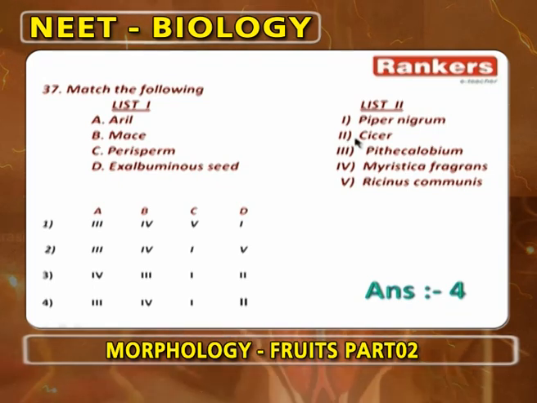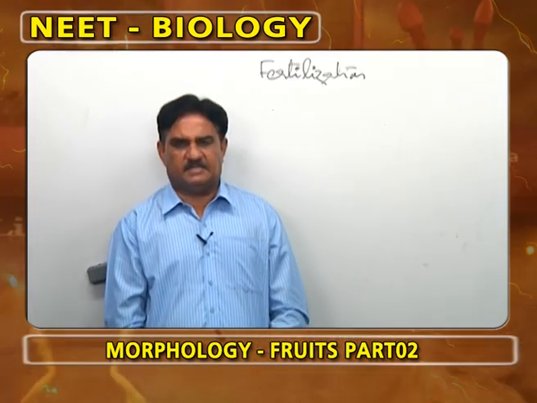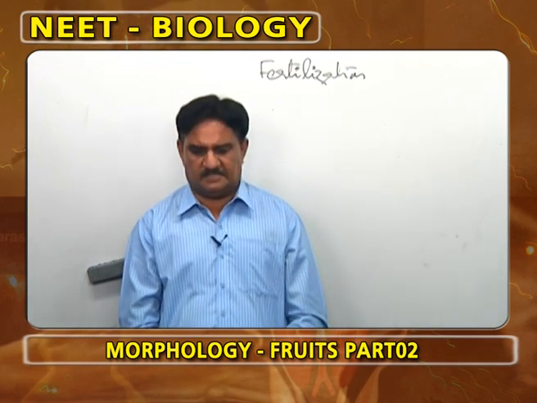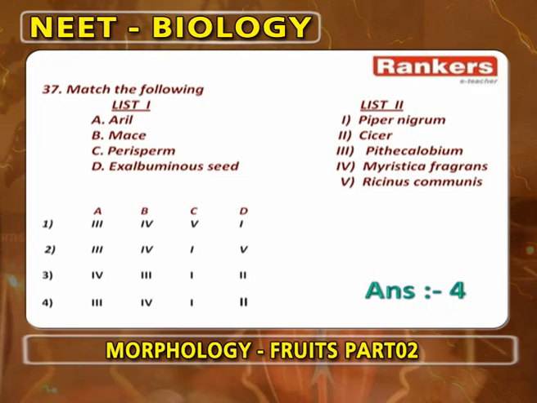Exalbuminous seed means seed does not possess any endosperm. Non-endospermic seed is also called exalbuminous seed. In Cassia, Pisum, Arachis, the food is stored in cotyledons. They are all exalbuminous seeds. So, answer is A3, B4, C1, D2.